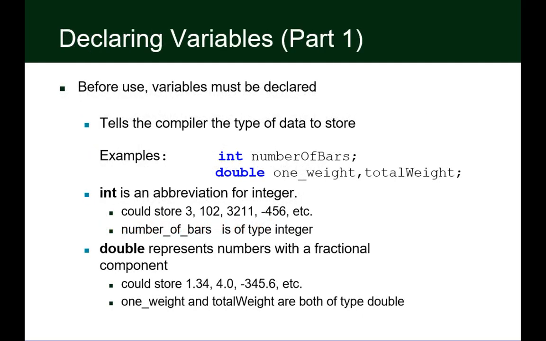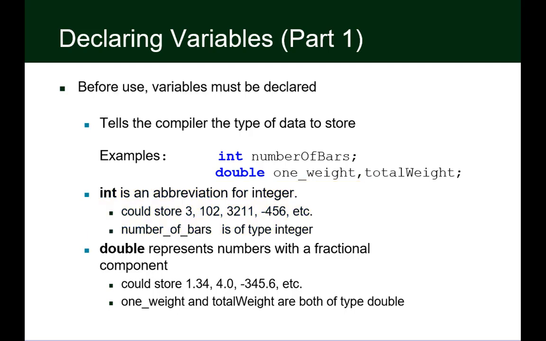In order to use a variable, it must first be declared. We do that by identifying what its type should be and then naming it. We're telling the compiler the type of data that we want to store. Here we see that we are declaring an integer named numberOfBars. And remember that integers are counting numbers or whole numbers.